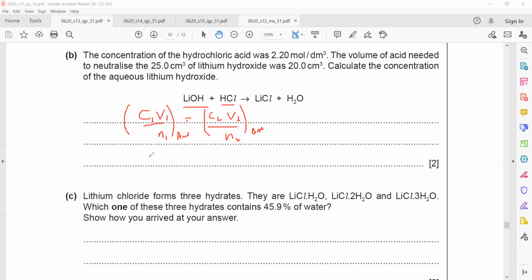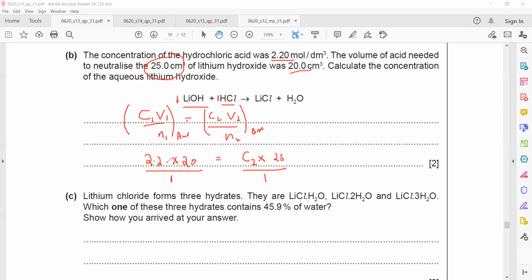C1 is the concentration of acid, which we know. What is the concentration of acid? 2.2. So I'll write 2.2. V1 is the volume of acid, which was 20. N1 is the moles of the acid. N means the moles. How many moles of acid from the equation? 1. C2 is the concentration of alkali, which we don't know. V2 is the volume of the alkali, which is 25. And N2 is the moles of the alkali, which is 1.